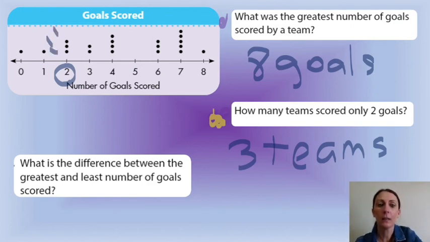All right, let's take a look at this last problem, and then I'm going to set you free to do a little work on your own. It says, what is the difference between the greatest and least number of goals scored? So if I'm finding the difference, what operation am I doing? Am I adding, subtracting, multiplying, or dividing? Right, I'm subtracting. So what is the difference between the most amount of goals and the least amount of goals scored? So pause the video, take a minute to find your answer on a separate sheet of paper, and then we'll come back and we'll compare.